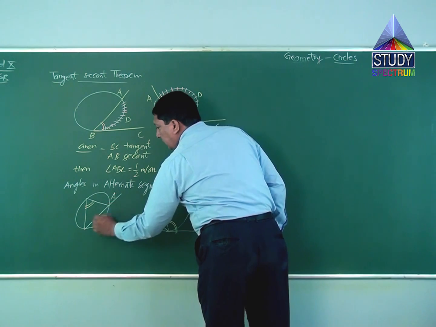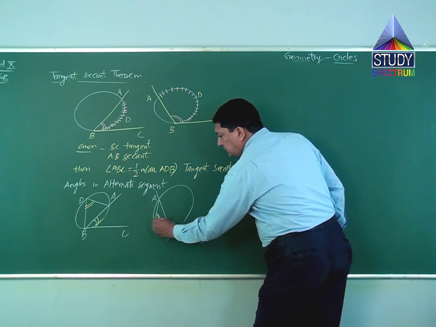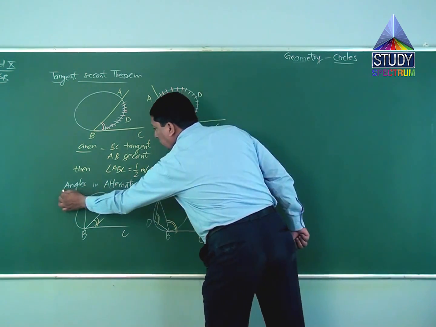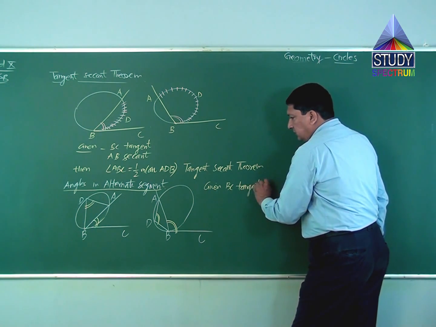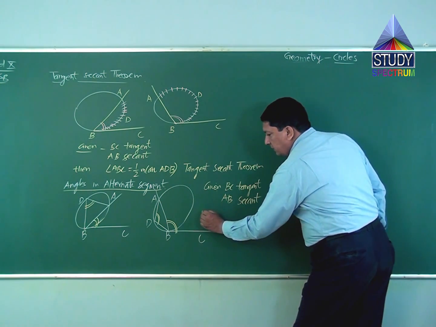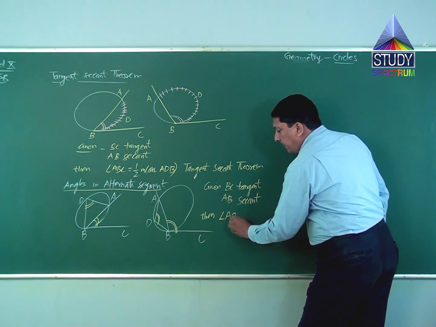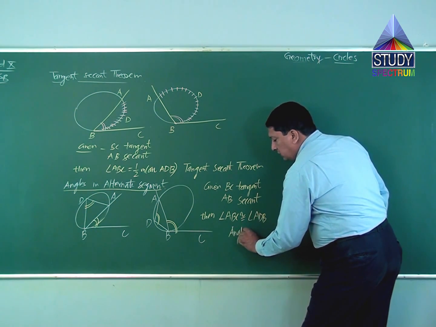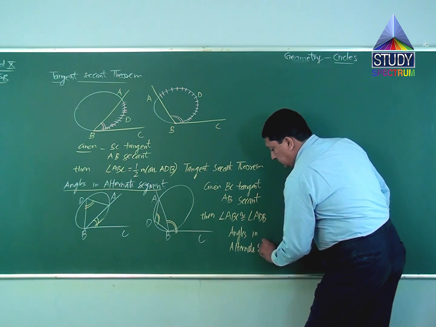If we name the angle as ABC and this point as D. So given to us, for applying angles in alternate segment also, there has to be a tangent and secant. Given BC is a tangent, AB is a secant. Then by applying angles in alternate segment, we can say angle ABC is congruent to angle ADB. Reason, angles in alternate segment theorem.